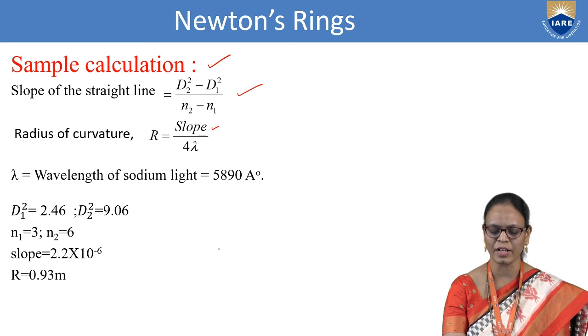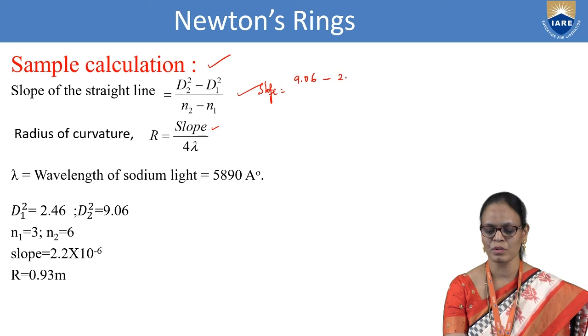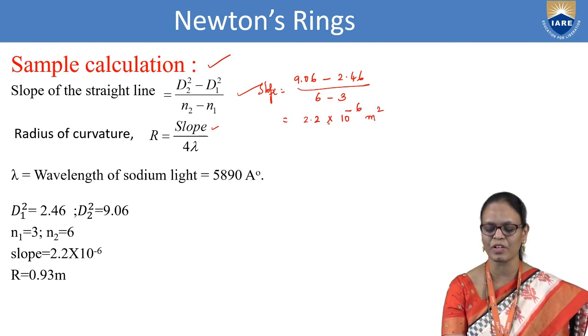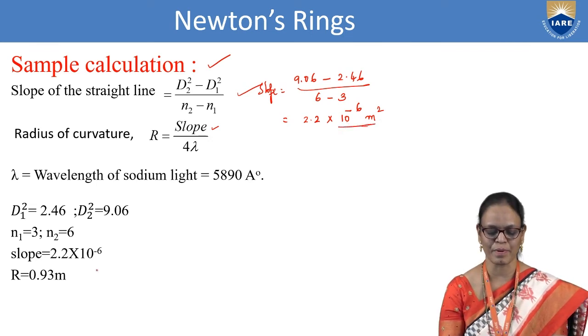Now let us see how to calculate the slope. I have shown you. d2 square is 9.06 for the slope, minus 2.46 upon 6 minus 3. This gives the slope, and the slope is 2.2 into 10 power minus 6. Why we are writing minus 6 is because we want to write it in meter square. Everything is in millimeters, so we need to convert it. So we are writing it as 10 power minus 6.